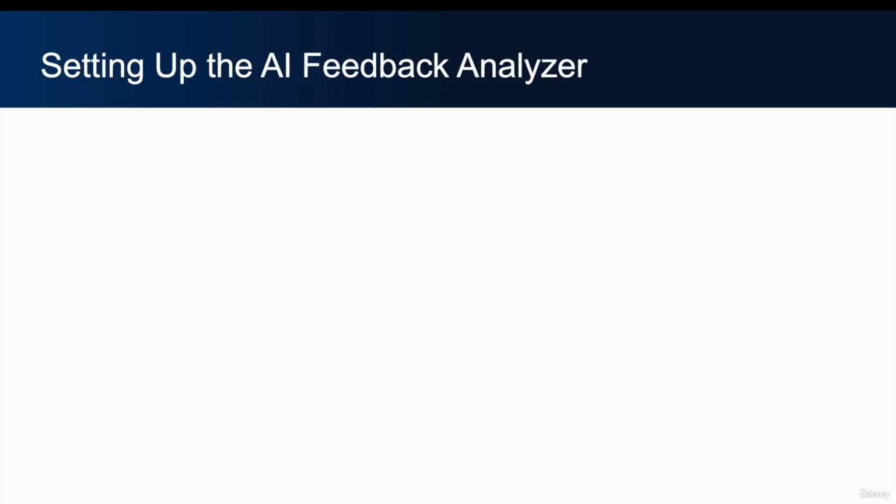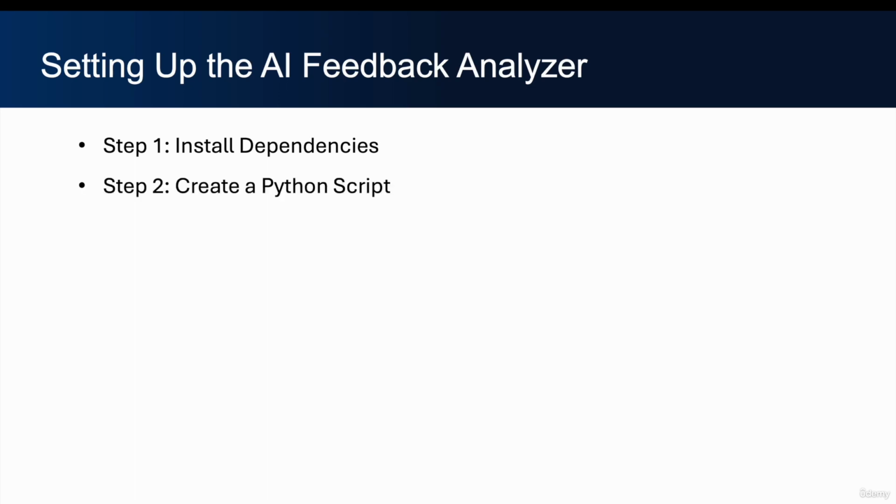Let's look at setting up the AI feedback analyzer. Again, let's build a Python script to analyze customer feedback using DeepSeek AI. Here are the three steps that we'll follow. First, we'll install the dependencies, which are requests and Gradio. Next, we're going to create a Python script and then run that script.